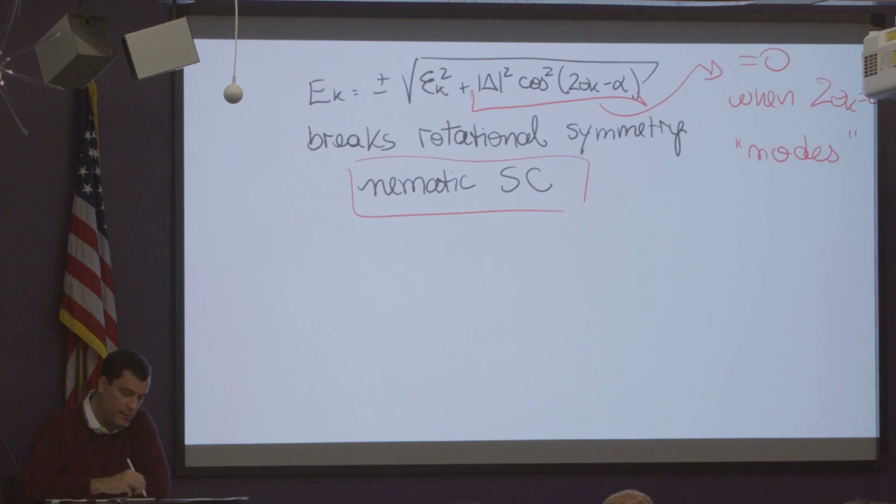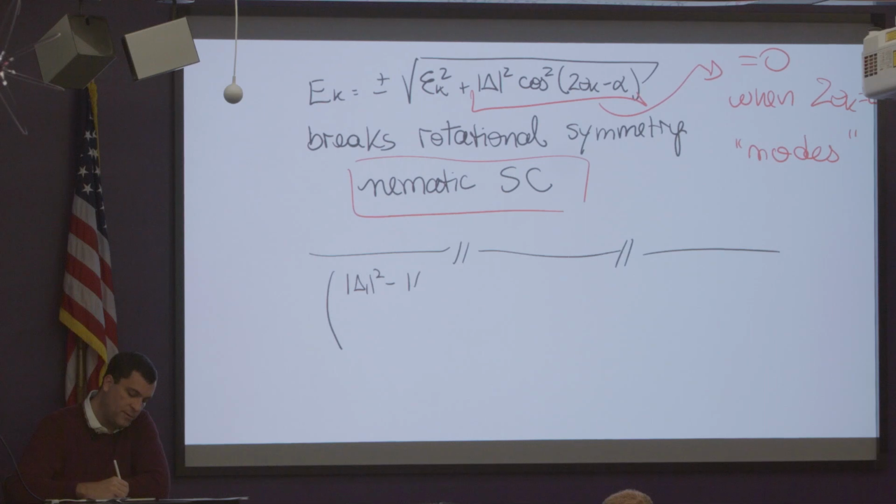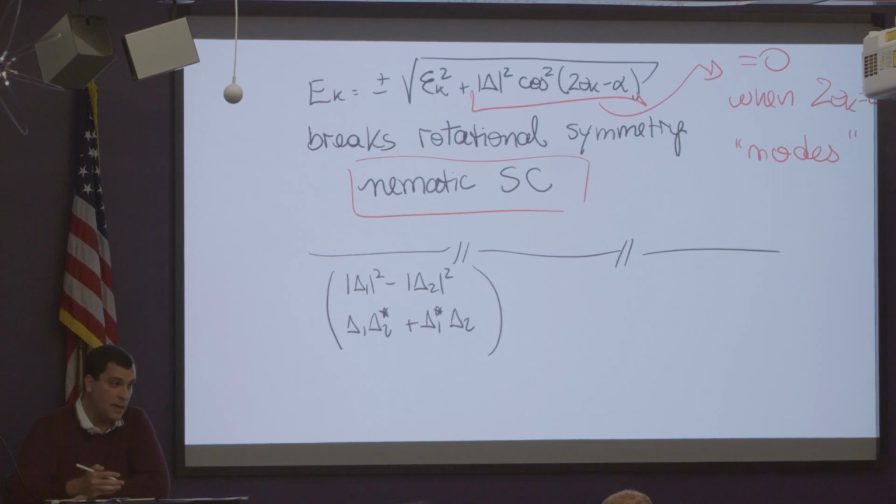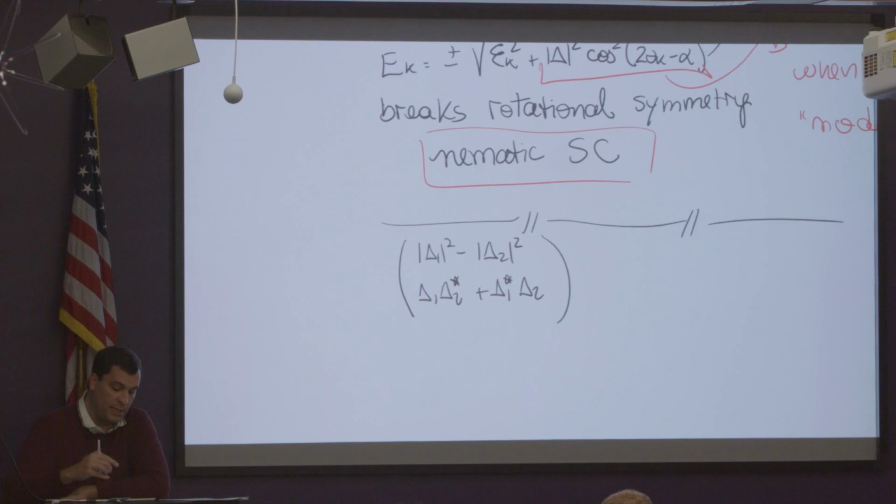Just do a very quick, this is going to be the last point here. I can define this two-component object that is delta 1 square minus delta 2 square, delta 1 delta 2 star plus delta 1 star delta 2. If it all looks ad hoc, it is. I'll go back to this and just explain where this comes from.